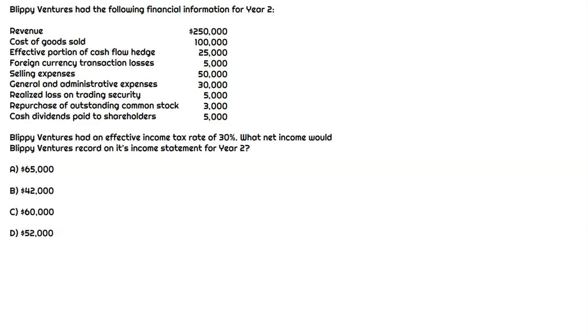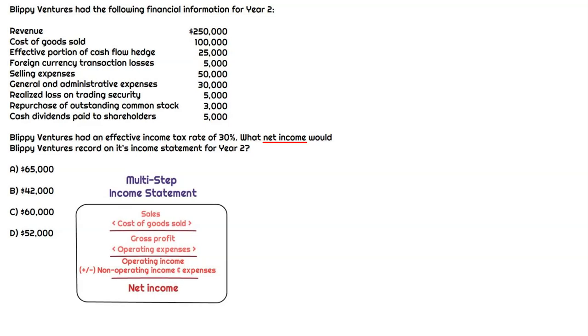All right, team, this is a robust question, but what we need to do here is go through the financial information that we have for Blippy Ventures and then figure out what's included in the calculation of net income versus what would be excluded from this calculation. So we'll take a quick refresher look at the multi-step income statement so we can see how to arrive at net income, right? So we'll start with sales, subtract out cost of goods sold.